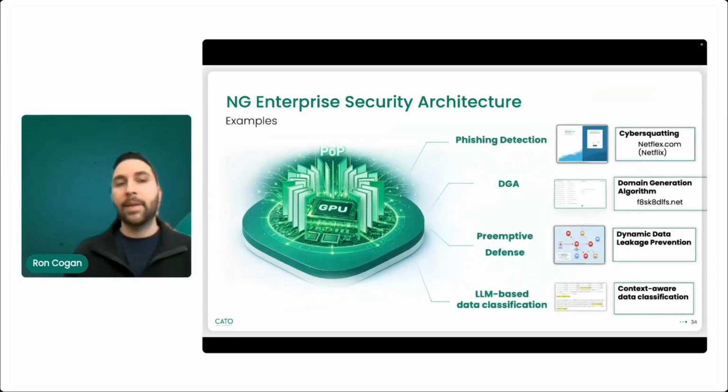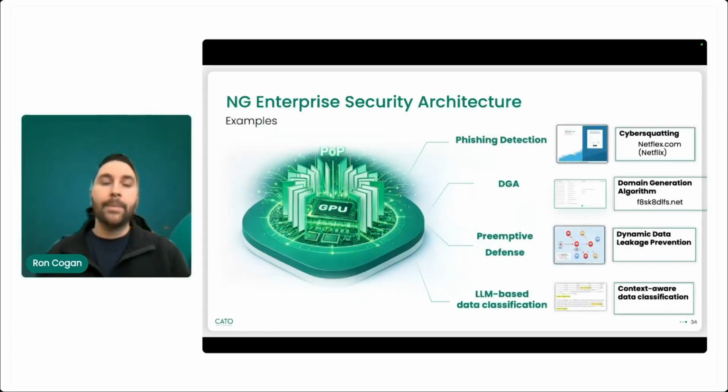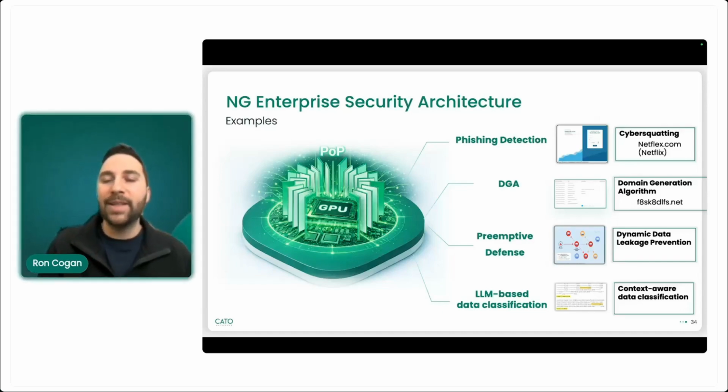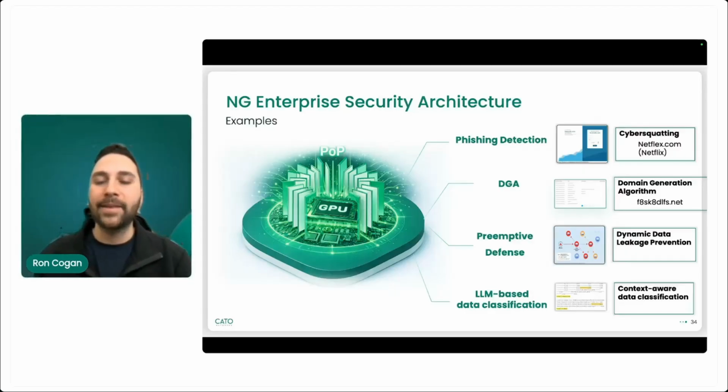A few examples, some of which are already implemented today. Better phishing detection: we use our advanced models for better phishing detection. We are also capable of identifying DGA, domain generation algorithm, a known tactic used by attackers to expose thousands of different domains, hoping that one of them will not be caught by traditional engines. This is exactly where our advanced models are capable of detecting those domains.